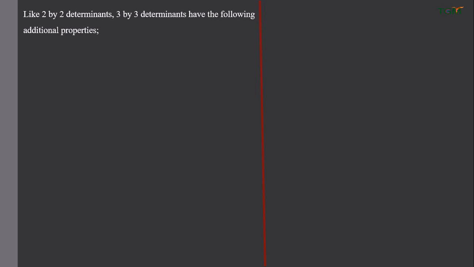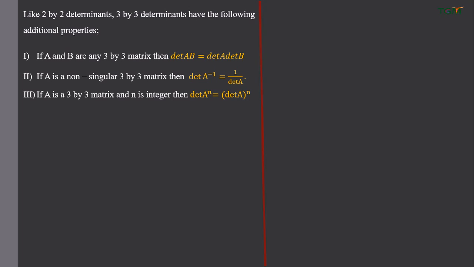Like 2x2 determinants, 3x3 determinants have the following additional properties. If A and B are 3x3 matrices, then the determinant of AB should be equal to the determinant of A times the determinant of B.